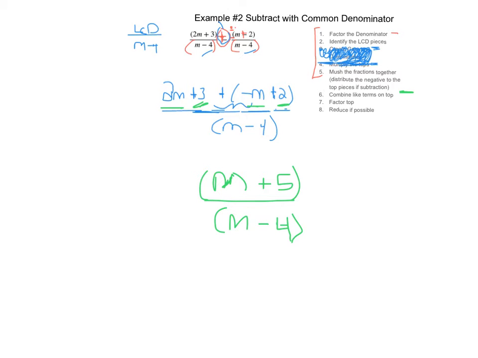Wonderful. Now factor the top if we can. Well, it's m plus 5, so I can't. And then reduce. And again, m plus 5 over m minus 4. Again, it's awfully tempting to go for these m's and cancel them, but you can't. Remember, they're in parentheses. They are bound as one piece. You cannot just pick and choose pieces off of this. It doesn't work like that. Okay? So, this right here is your final answer. So there's that one.